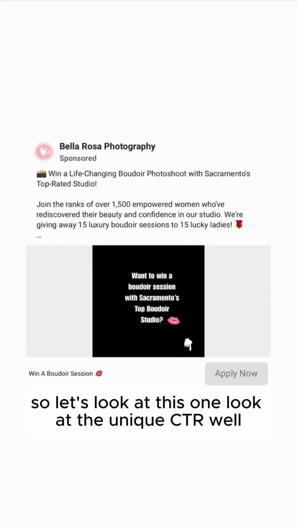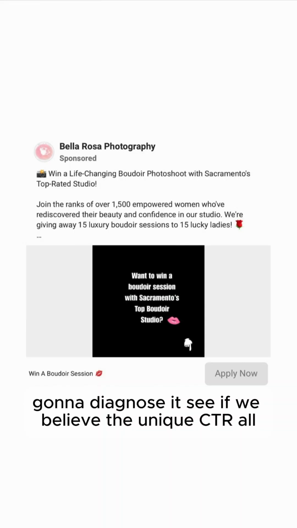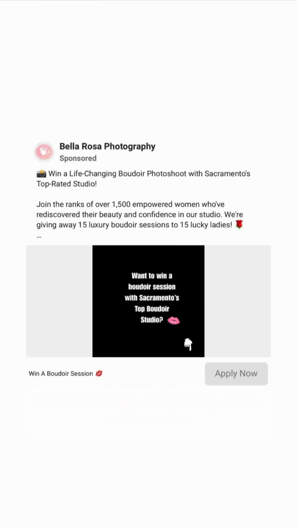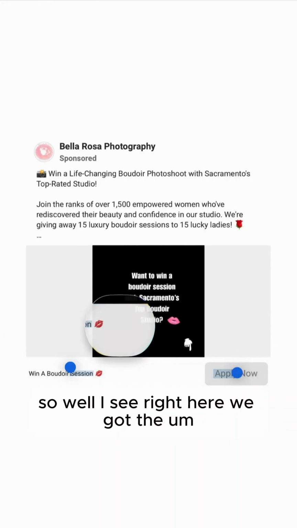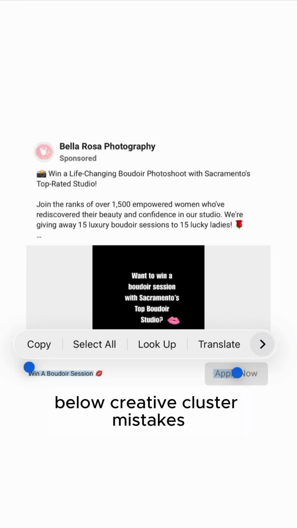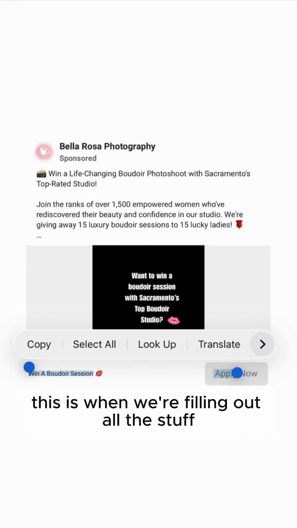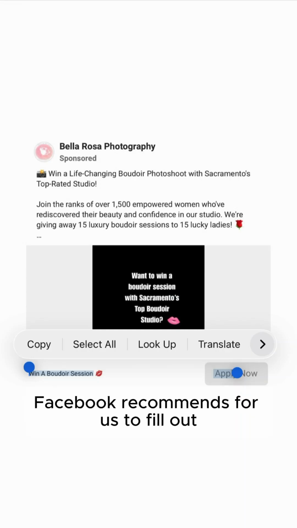So let's look at this one. Go look at the unique CTRL. Well, we can diagnose it, see if we believe the unique CTRL is under 6% and they have BLCS or not. So, well, I see right here we got the below creative cluster mistakes. This is when we're filling out all the stuff Facebook recommends for us to fill out.